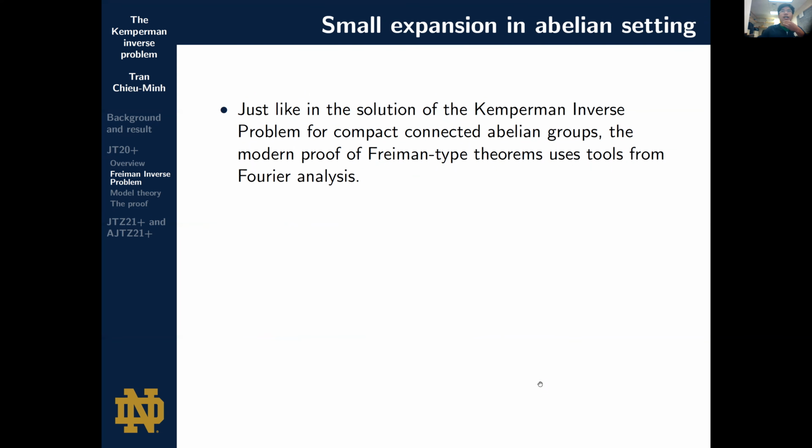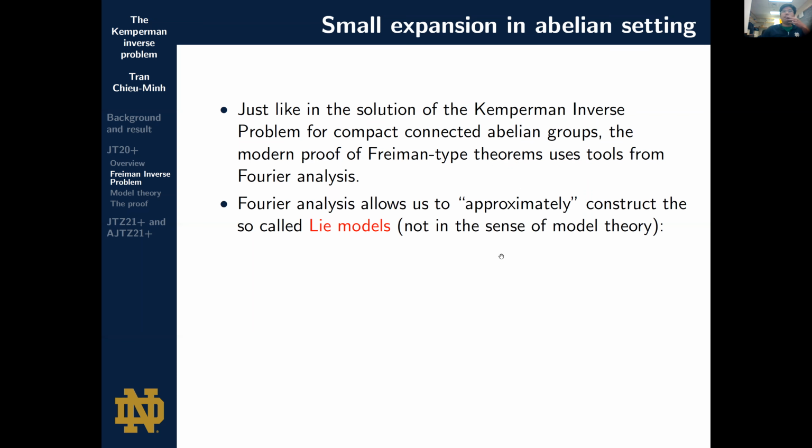So the modern proof of the Kemperman or Freiman type theorem, just like the solution of the Kemperman inverse problem for an abelian group, uses tools from Fourier analysis. So let me tell you how it is used and perhaps why we need to replace it. The role of Fourier analysis is that it allows us to approximately construct the so-called Lie model. Okay, so a warning over here is that this is not model in the sense of model theory.